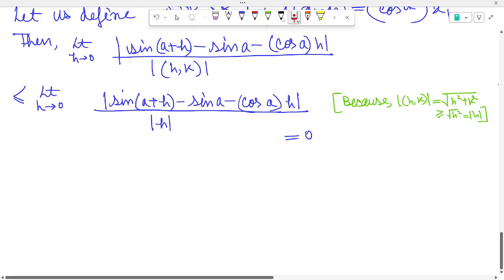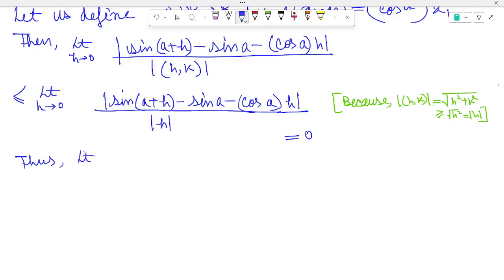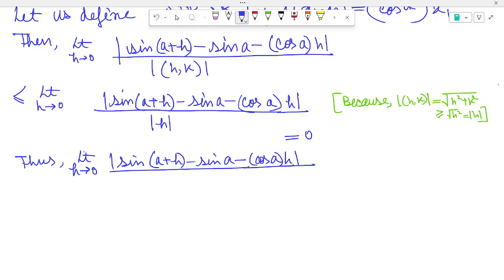Then this limit, sine a plus h minus sine a minus cos a h, divided by h, is 0, and we are done.